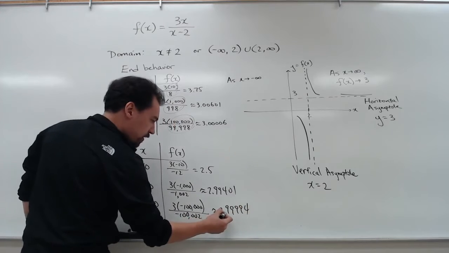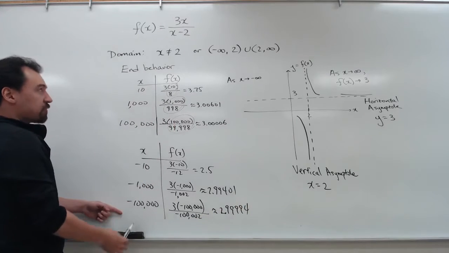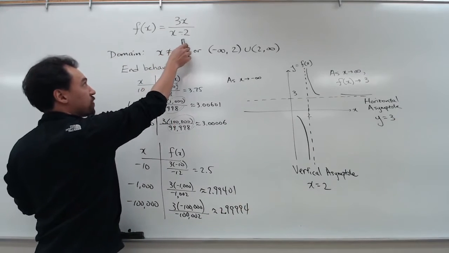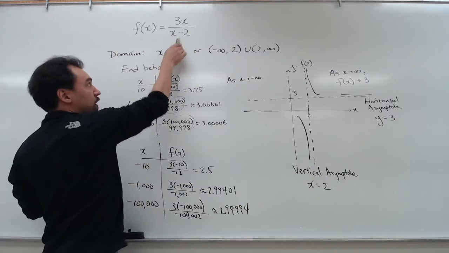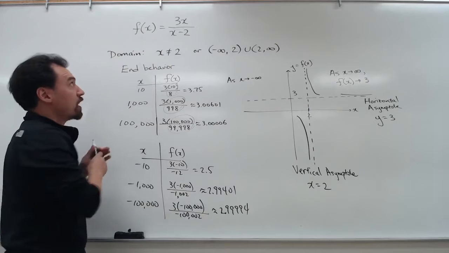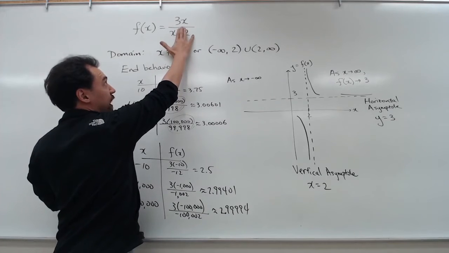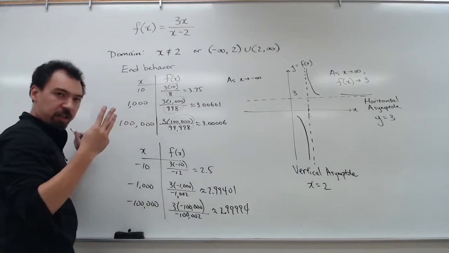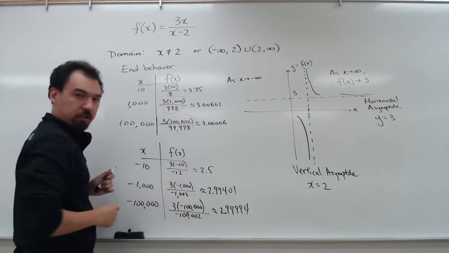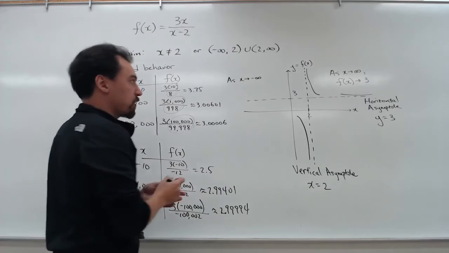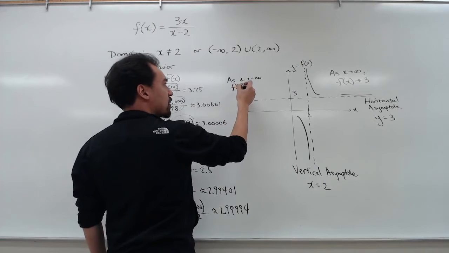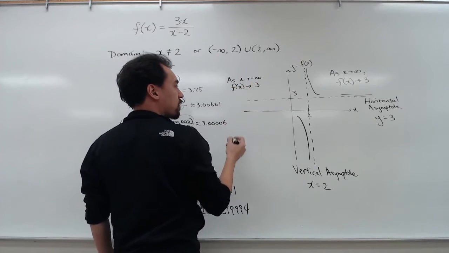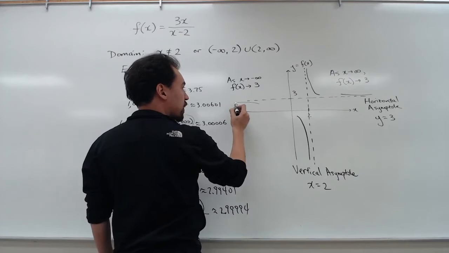So notice what's going on here. As x goes very, very negative, once again, similar logic, that negative 2 starts mattering less and less compared to how much negative that number is. So if you hide the negative 2, 3x over x, the x's cancel, and you get 3. So it looks like you're getting closer and closer to y equals 3. As x goes toward negative infinity, f of x goes toward the number 3, which is going to come out looking like that.